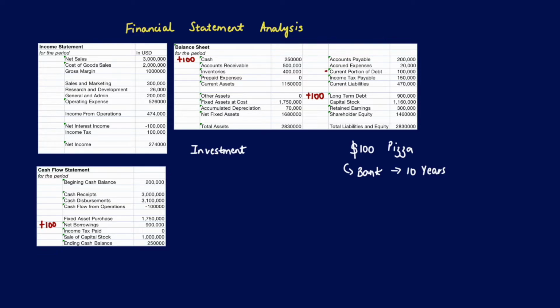Now keep in mind, the bank has agreed for you to pay the loan back in 10 years, so there's going to be nothing in terms of current portion of debt, which is debt that has to be paid out in the next 12 months.